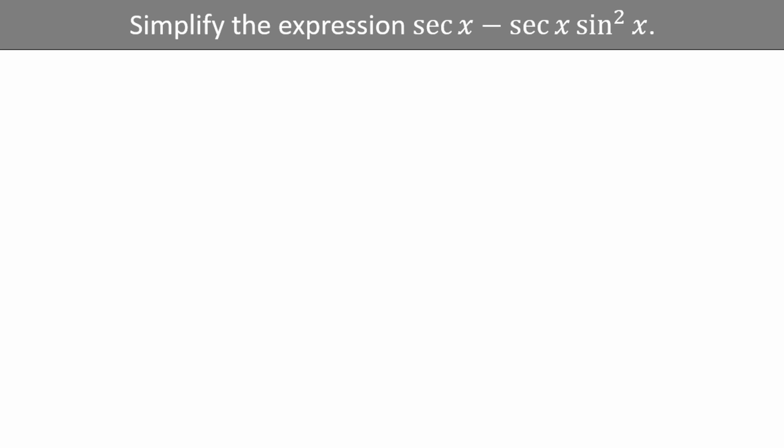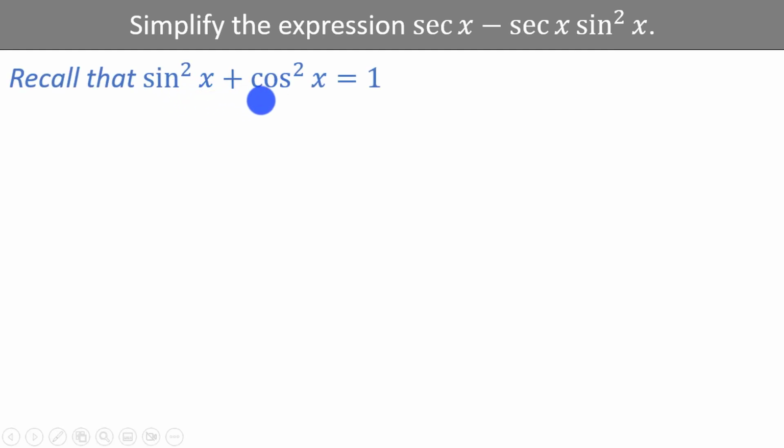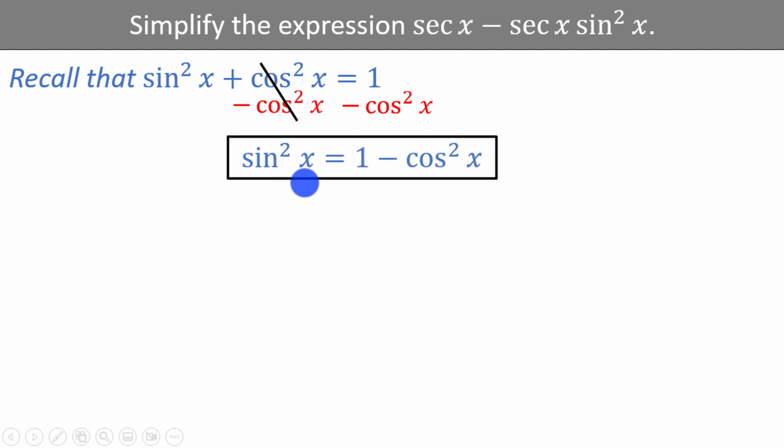Let's try another one. We are asked to simplify the expression secant of x minus secant of x times sine squared of x. Now, the Pythagorean identities only relate to squared trig functions, and the only squared trig function we have here is sine squared. Remember that the first Pythagorean identity is that sine squared of x plus cosine squared of x is equal to 1. We have sine squared of x in our problem, so we can solve for sine squared of x by subtracting cosine squared of x from both sides. We will get that sine squared of x is equal to 1 minus cosine squared of x.